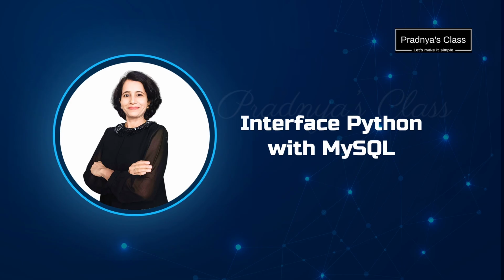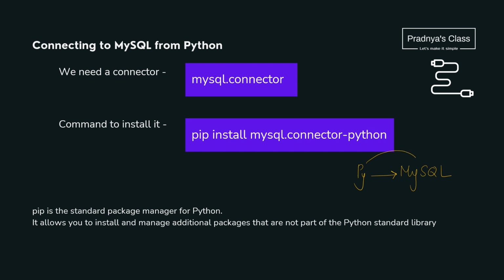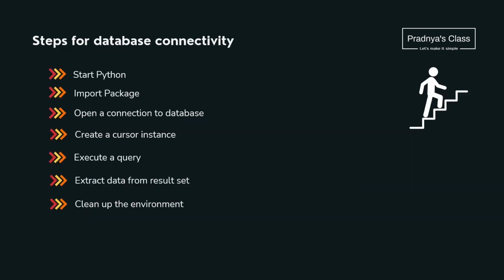Now we know one programming language, Python, and one DBMS, that is MySQL. Now let's connect both of them together. So here is the topic which we are going to discuss: interface Python with MySQL. Through a Python program we will work with MySQL. For that we need the connector mysql.connector, which we can install with the pip install command. Here are the steps for the connectivity. We will be discussing them one by one.